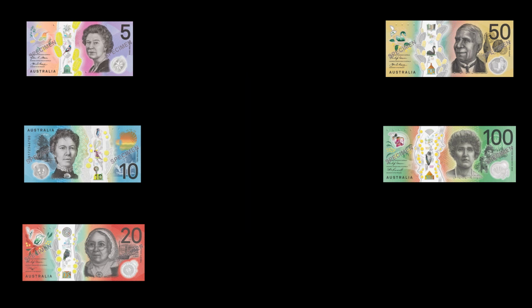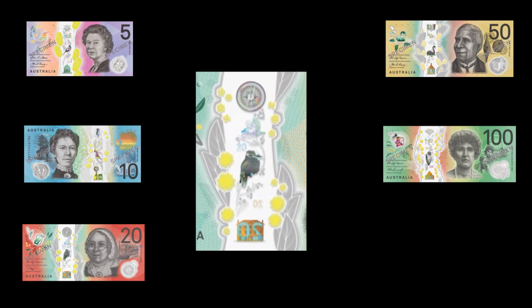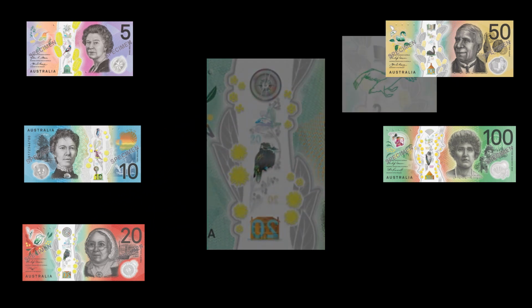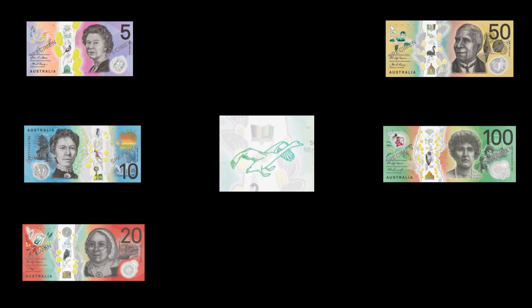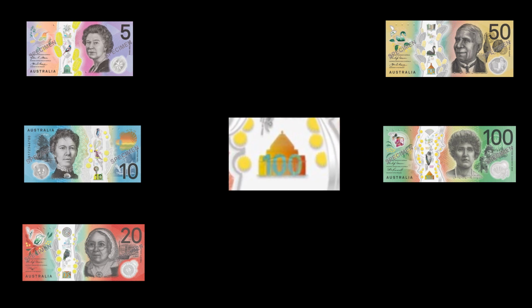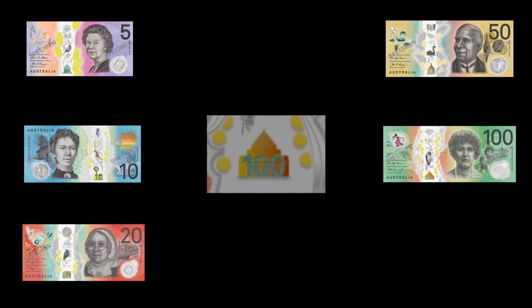Each note has security features. Some of these features include a clear window down the centre of the note, a holographic bird that flaps its wings when you move the note, and the denomination of the note changes direction. Let's have a closer look at each of the notes.